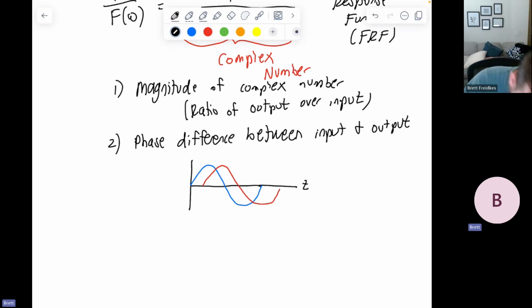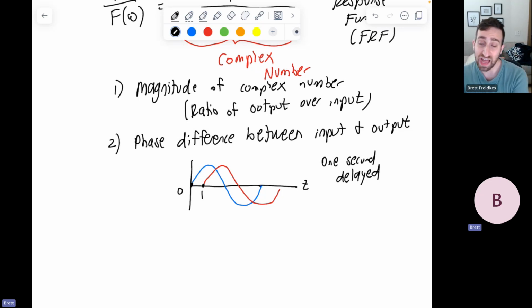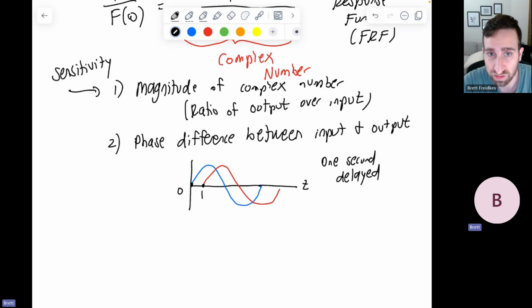But if you think about this in terms of time, this might be 0 seconds, this might be 1 second. So when the force starts to go up, the mass doesn't move necessarily until a second later. It's a second behind. This is 1 second delayed. And that's also buried inside of the transfer function, the frequency response function. For our purposes, for what we're talking about at the moment, we want to look at the sensitivity, which is related to the magnitude, or which is the magnitude of the complex number. That is our sensitivity.